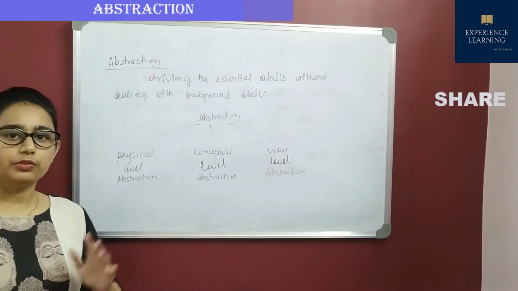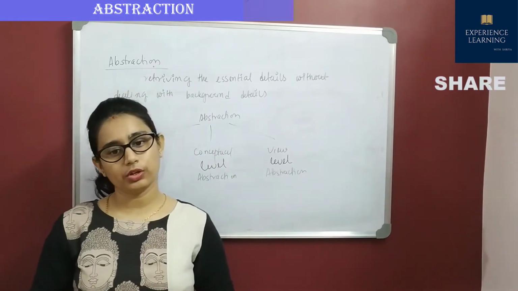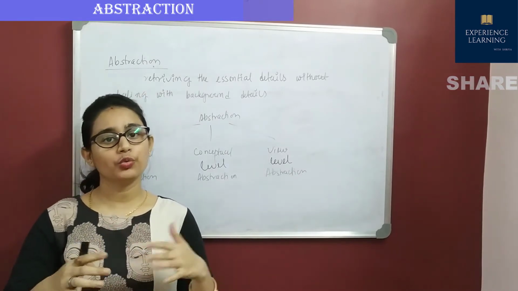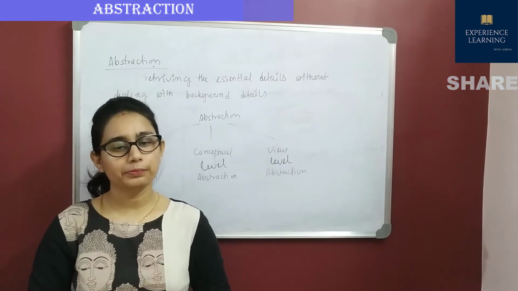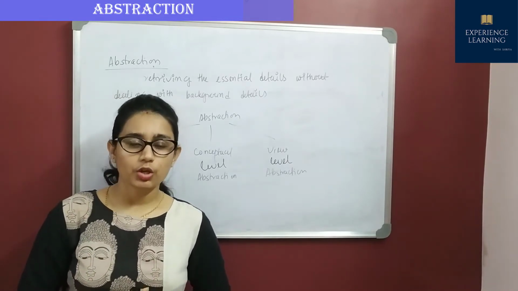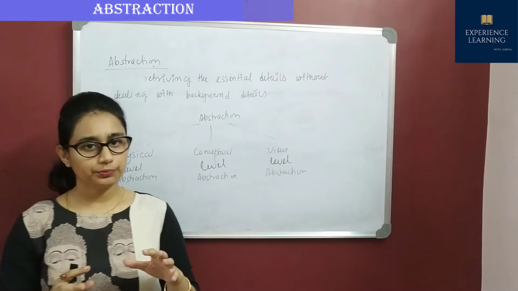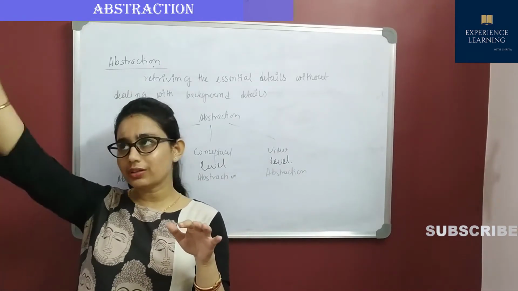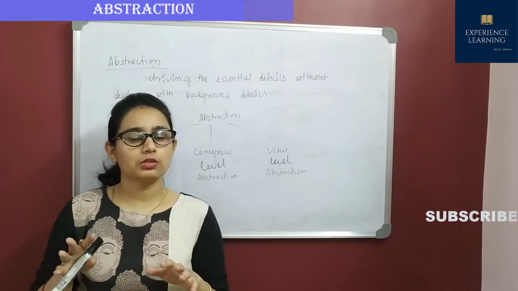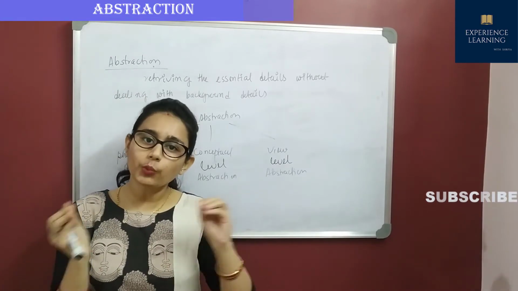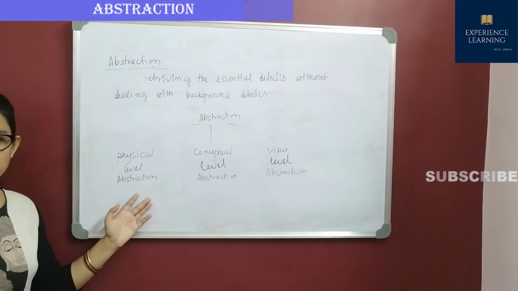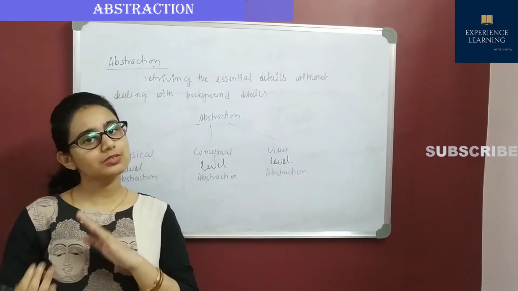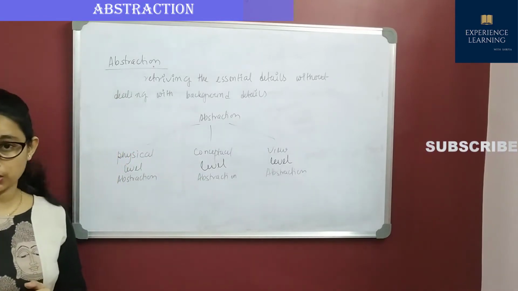For example, you go to a bank and ask to see the details of your account. There is the data, how it is stored in the machine, how it is stored in the server. You are not interested in that. So how it is stored is the physical level abstraction. And what the data is and how the data is entered into it is the conceptual level abstraction.